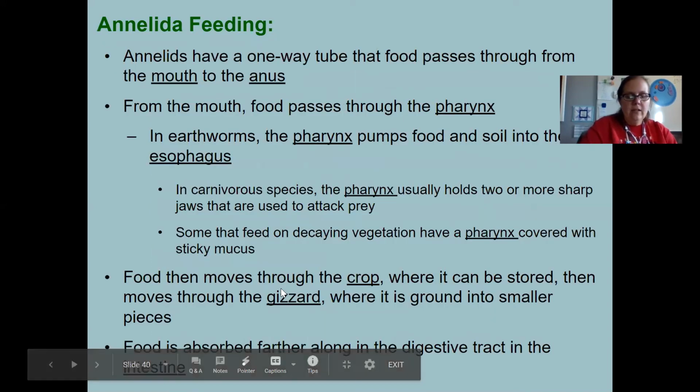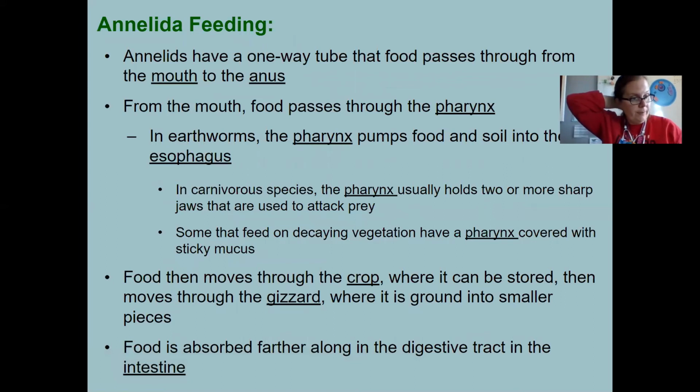All right, feeding is the next box. On the bottom of slide 14, there's a one-way tube with a mouth and an anus. We saw that. The pharynx is what pumps food and soil into the esophagus. Sometimes in carnivorous annelids, the pharynx might have some jaws, some sharp areas that are used to attack and hold prey. Some have a pharynx that is covered in a sticky mucus. So there are some specializations depending on what the worm eats.